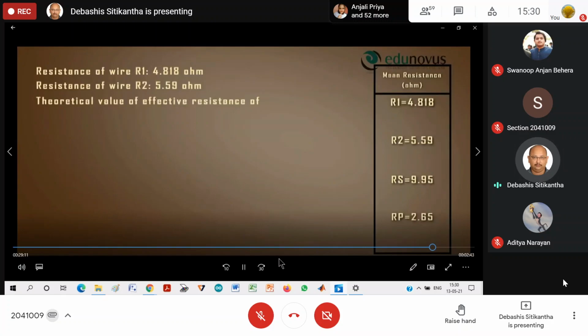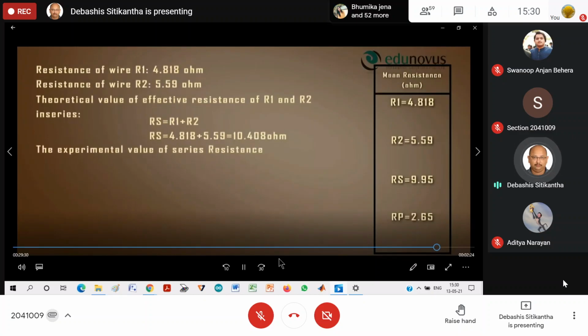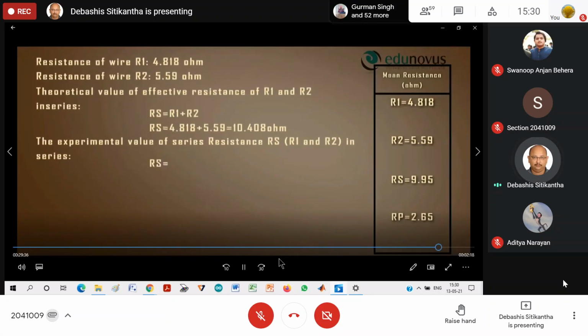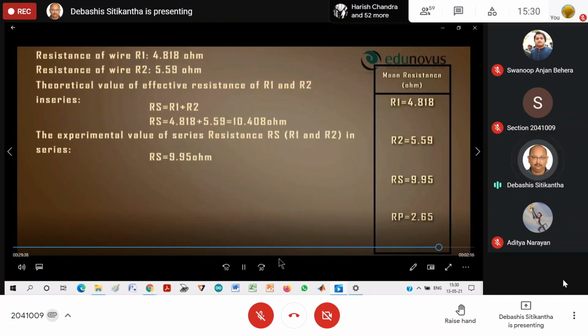Theoretical value of effective resistance of R1 and R2 in series. Rs is equal to R1 plus R2. Rs is equal to 4.818 plus 5.59, which is 10.408 ohms. The experimental value of series resistance Rs, R1 and R2 in series, Rs is equal to 9.95 ohms.